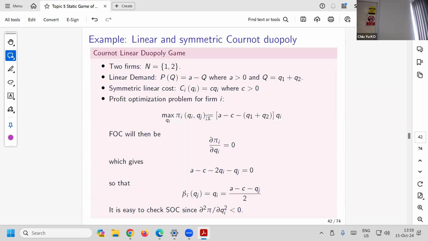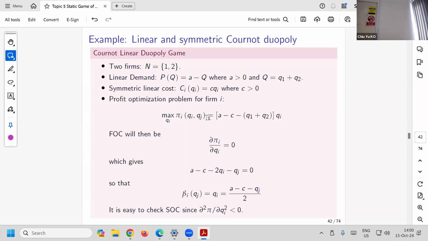Then what's the best response? Best response is, given other people's choice, what they're going to do, right? So suppose you have firm i, say i is 1. Given this, what's the best thing to do? That is a standard optimization problem. Q2 is given. You just take the partial derivative. Because it's quadratic, you can easily solve it out.